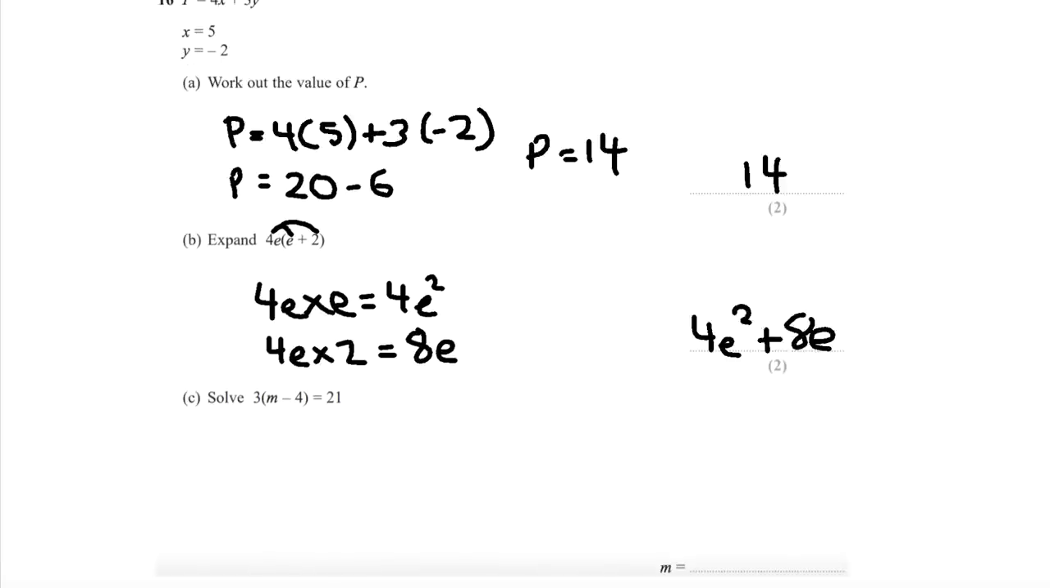16c. Solve 3(m minus 4) equals 21. So again, the first thing we need to do is expand the bracket. So I'm going to multiply 3 times m which is 3m, then 3 times negative 4, which is minus 12, equals 21. I'm then going to add 12 to both sides. So we have 3m equals 33. Two ways of doing this. What number do you multiply by 3 to give us 33? 11. Or you can do 33 divided by 3. So m is therefore going to equal 11.